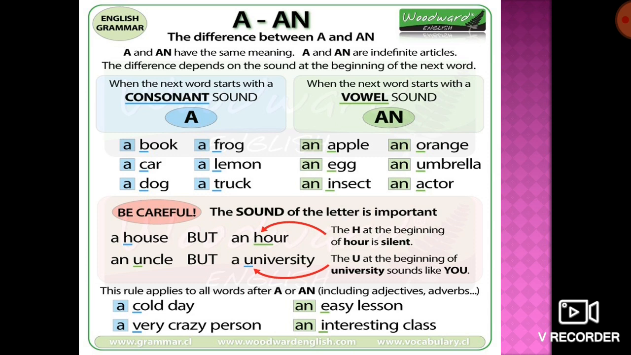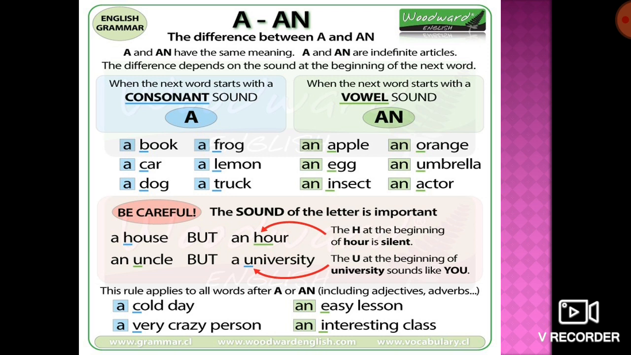A and an have the same meaning. A and an are indefinite articles. The difference depends on the sound at the beginning of the next word. Like, when the next word starts with a consonant sound, a is used. How? A book, a car, a dog, a frog, a lemon, a truck.